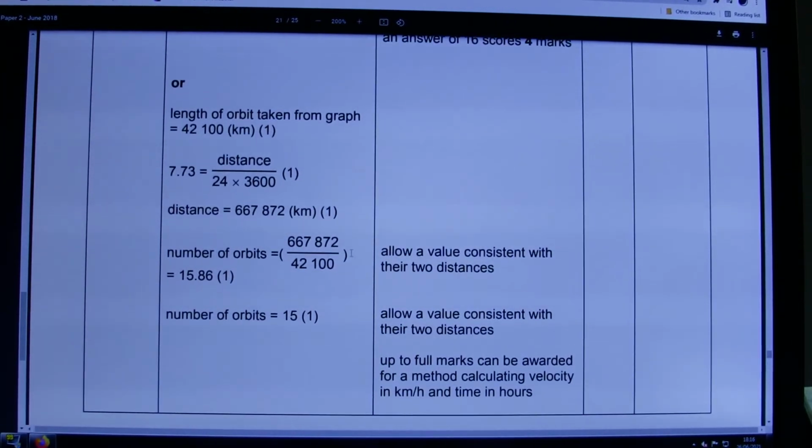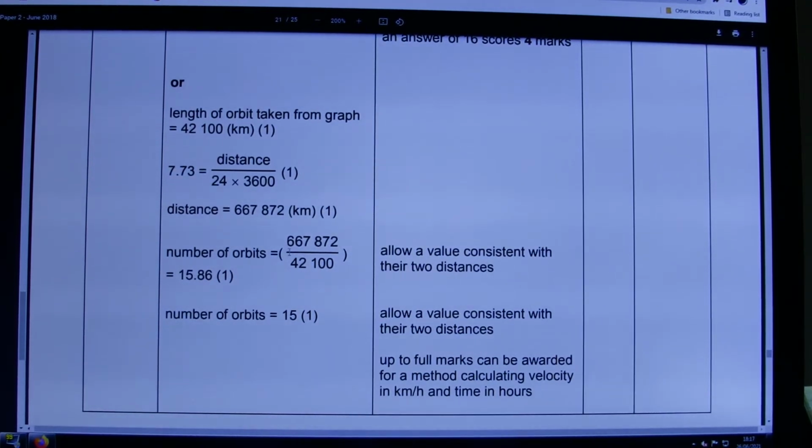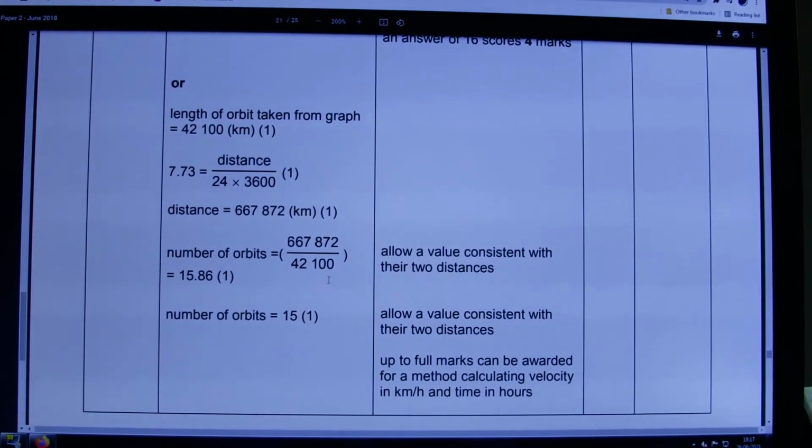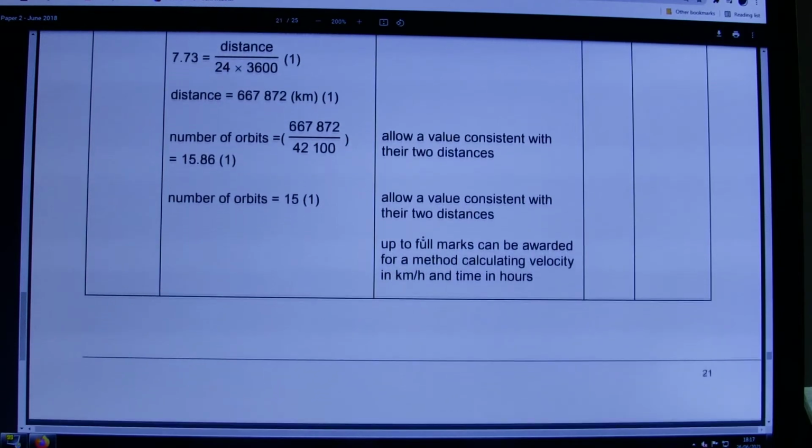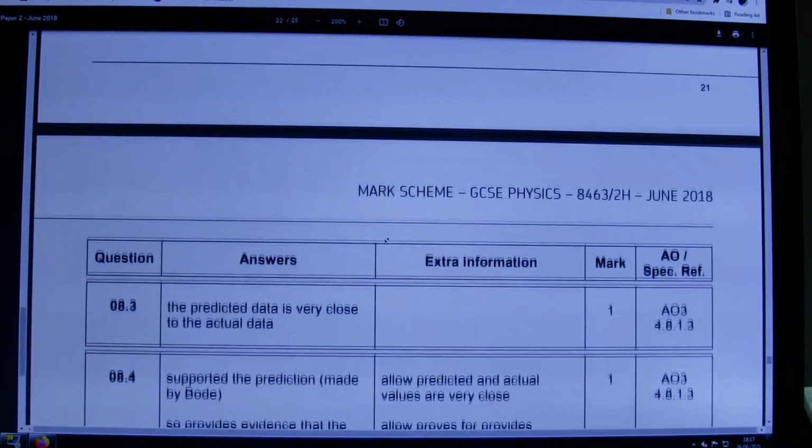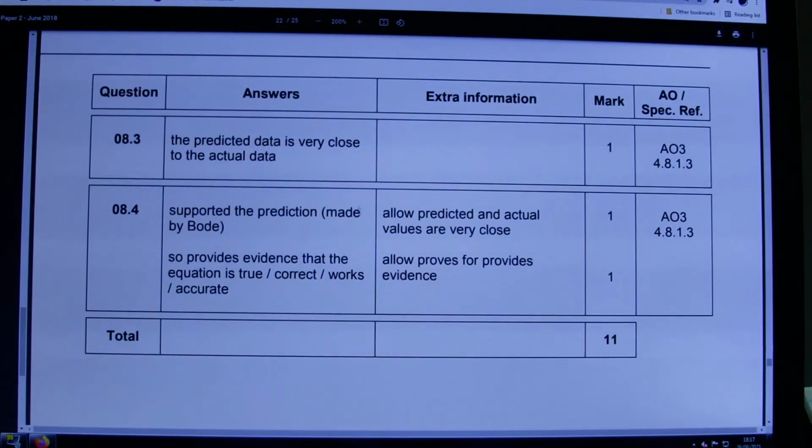Whoa, what's this alternative with a scary big number here? Speed is distance over time, therefore the distance is a huge number. Divide that by the length of the orbit taken from the graph to get the number of orbits. Right. Okay. The predicted data is very close to the actual data.